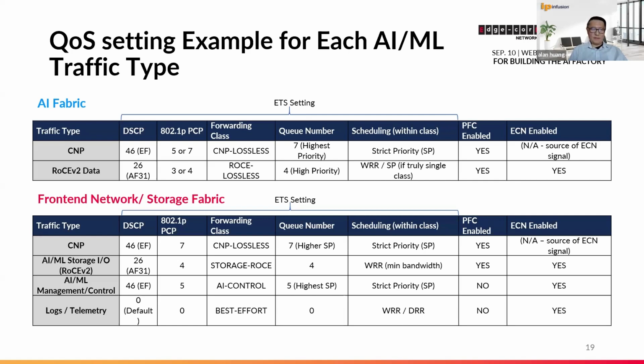As for the front-end network and the storage fabric, similarly, there are two lossless queues, one for data and one for congestion notification packets for storage I/O traffic. Control messaging, although not requiring a lossless treatment, is very critical because it is like the brain of the whole system, and therefore it's given a high priority right after the lossless storage traffic. And logs and telemetry data is being served as best effort traffic in this example.